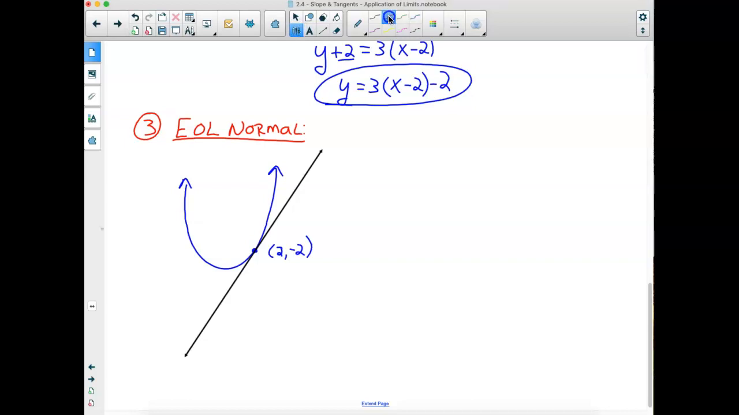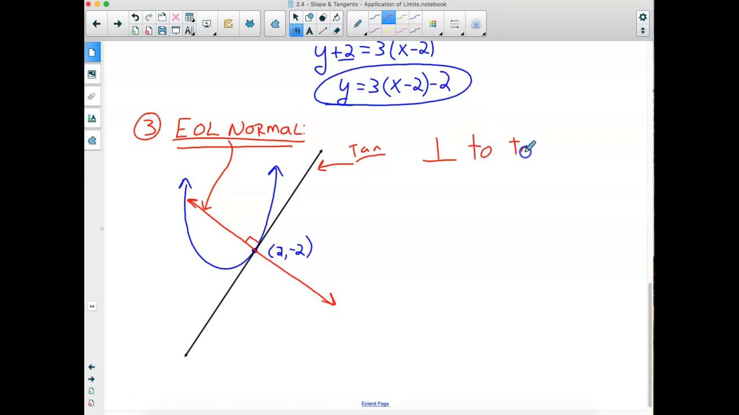Well, the normal line to this is always going to be perpendicular to the tangent line. So I'm always going to have this perpendicular. So this is the normal line, and this is the tangent line. So what do you need to remember? Well, we need to remember what perpendicular slopes are. So it's perpendicular to a tangent line.